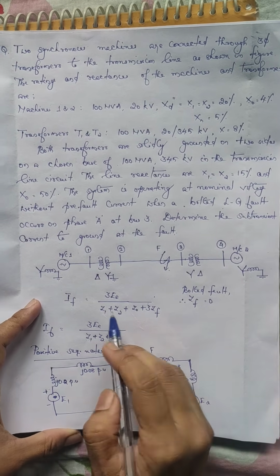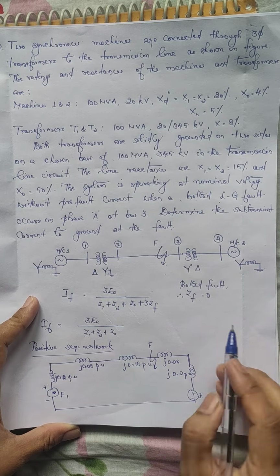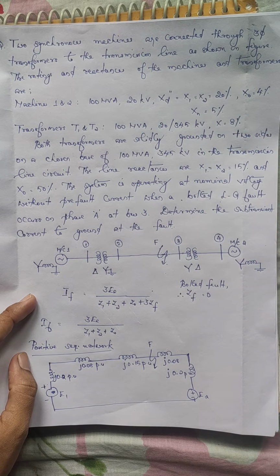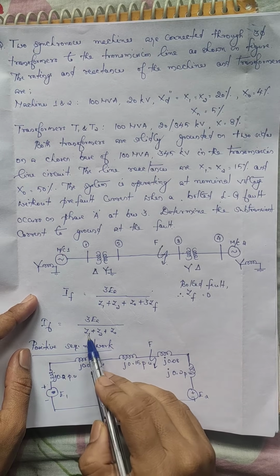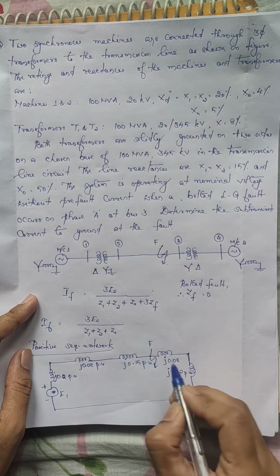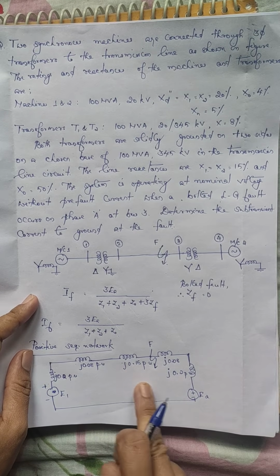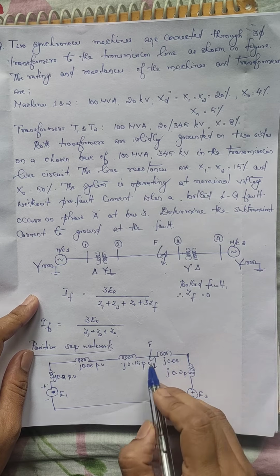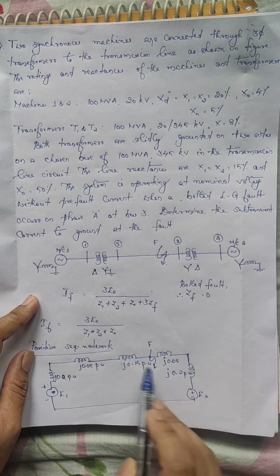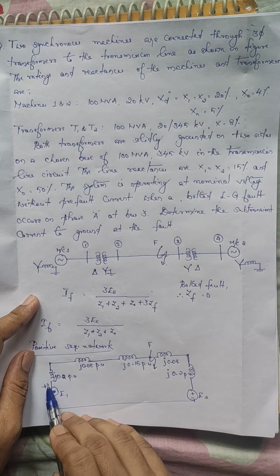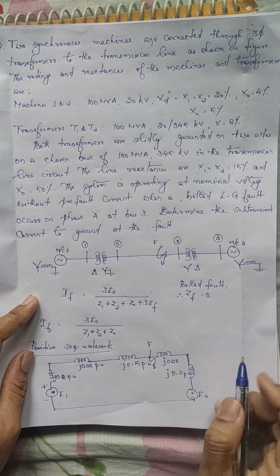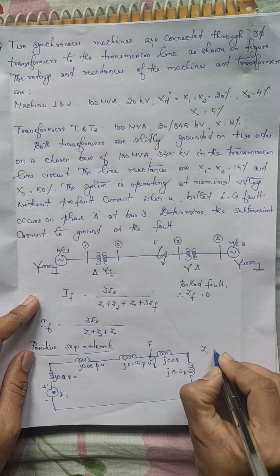Now we need Z1, that is the total positive sequence reactance as seen from the fault point. So we cannot calculate Z1 as the sum of all these reactances, but it should be the equivalent positive sequence reactance as seen from the fault point. So if we look from this fault point, these two reactances are in series and these three are in series. And this series combination is in parallel with this series combination.